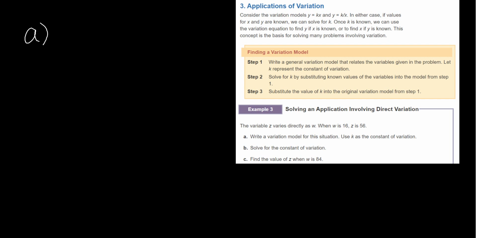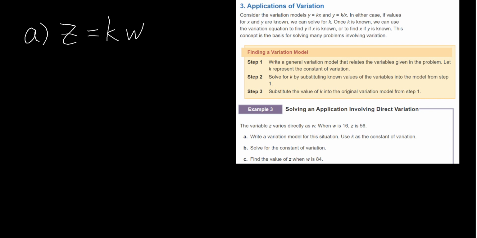So let's just begin. So the variable z varies directly as w. Okay, so this is pretty easy. So the variable z varies directly, so it's going to be directly proportional there. So z varies directly as w. Well, I actually wrote an a on accident there.